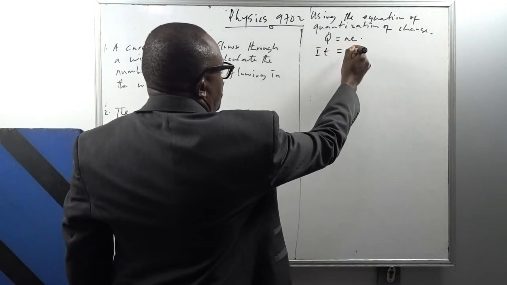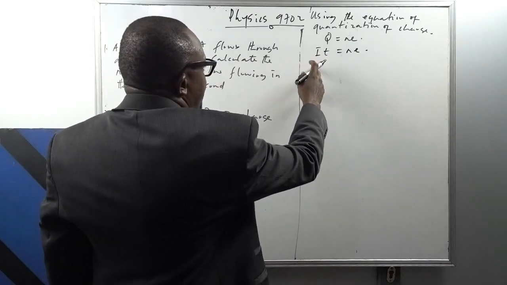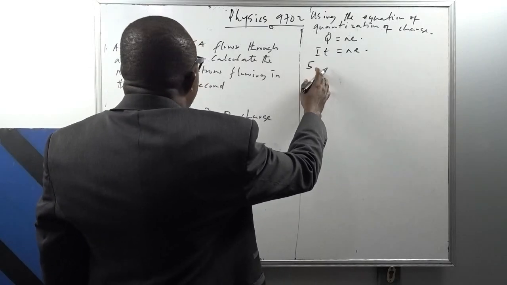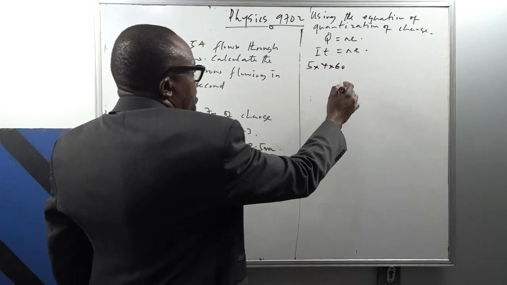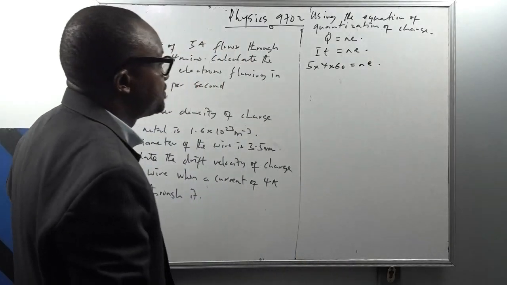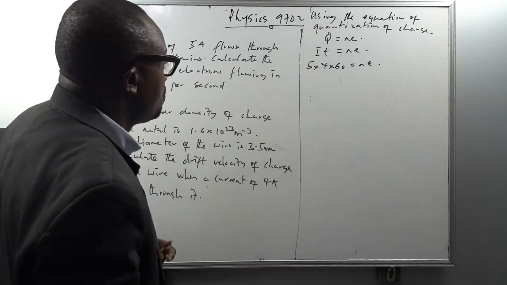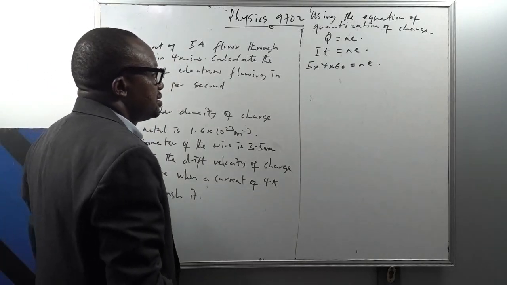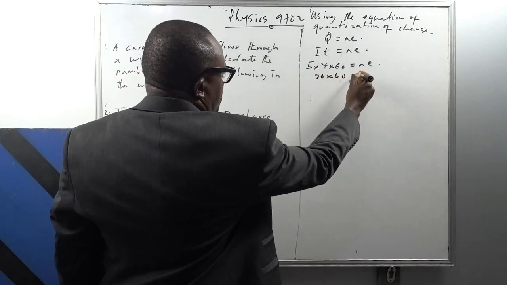So we have Q is equal to IT, which is equal to NE. What is I? I is 5. What is T? 4 minutes. That's 4 times 60 seconds, is equal to NE. Okay? So from here, we can easily say that this is 20 times 60 is equal to N.